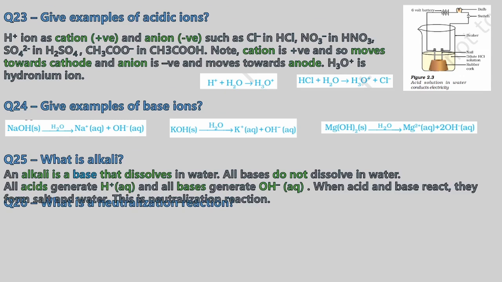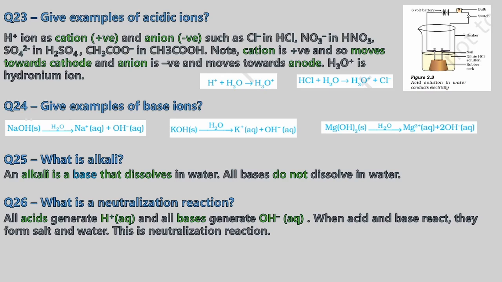What is a neutralization reaction? All acids which have H plus ions and all bases which have hydroxide or OH minus ions, when they react with each other, will give you salt and water. This is a neutralization reaction. So acid plus base is equal to salt plus water. For example, any kind of acid can be represented as HX. For example, it could be HCl or H2SO4 or whatever, H plus something.